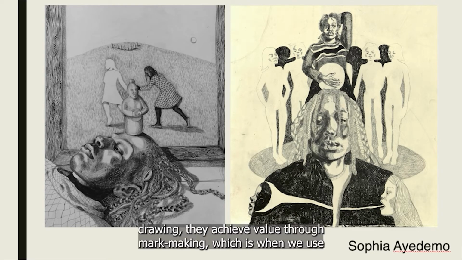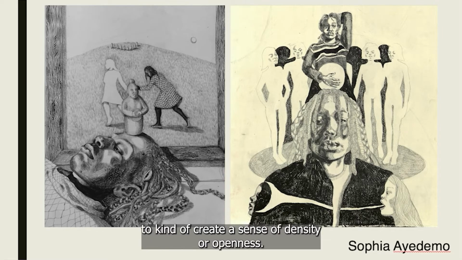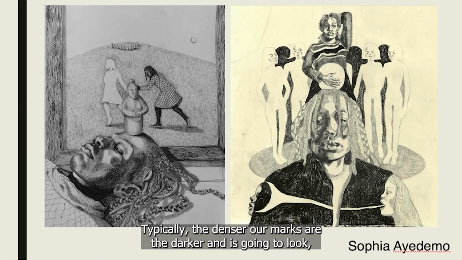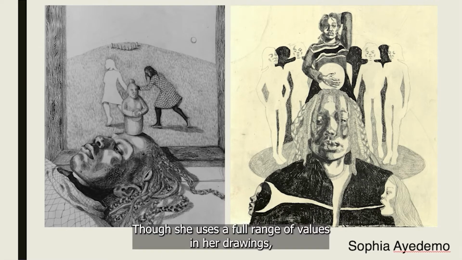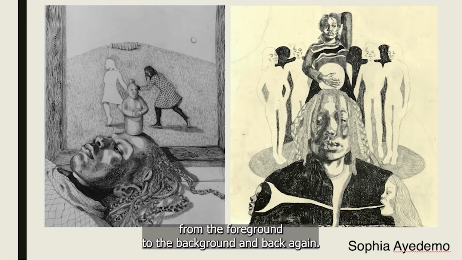In Sofia Ayademo's drawing, they achieve value through mark making, which is when we use small strikes like hatching or cross hatching in a composition to create a sense of density or openness. Typically, the denser our marks are, the darker an area is going to look, and the further apart our marks are, the lighter an area is going to look. Though she uses a full range of values in her drawings, we can see how she contrasts the values in her figures to create variety and keep the viewer's eye moving throughout the composition, moving from the foreground to the background and back again.